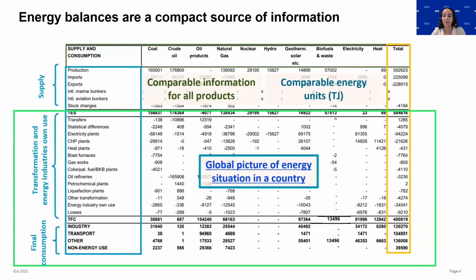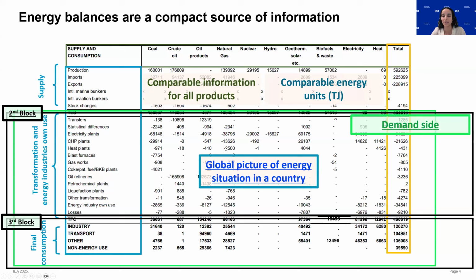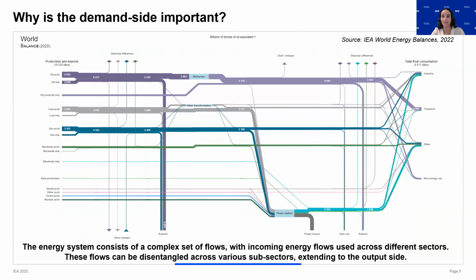Here, in energy demand and end-use data, we focus only on the demand side, which looks at the second and the third block of this matrix. The second block counts the transformation of primary fuels to secondary commodities and own use of the energy sector. And the third block of total final consumption shows all the different sectors consuming energy, including industry, transport, other sectors, and non-energy use. To truly understand energy consumption, we need to examine the details of how energy is used at the output level and how we consume energy across different sectors.